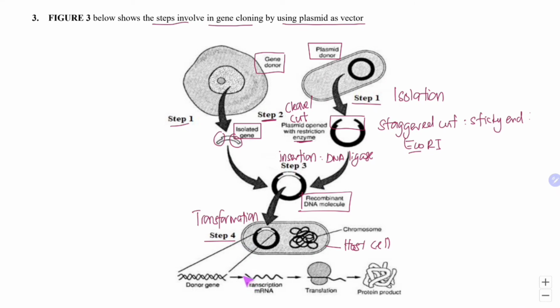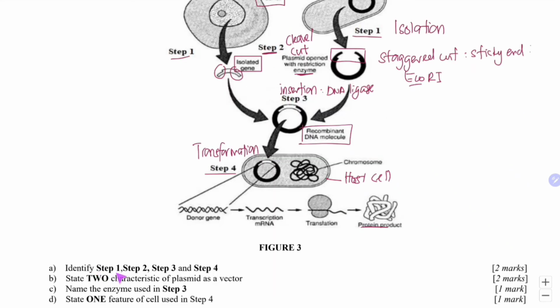And then the last one kita nampak after transformation gene tersebut undergo gene expression to produce the protein. So ini part nak kata target DNA tadi sudah kena transcribe dan juga translate to produce the gene product yang kita nak. For example, kalau gene donor tadi merujuk kepada insulin gene, jadi gene product kat sini adalah insulin protein. So for question 1, identify step 1, step 2, step 3 and step 4. So tadi saya identify dah step 1 is isolation. Step 2 is cleave ataupun cut. Step 3 is insertion. And step 4 is transformation.